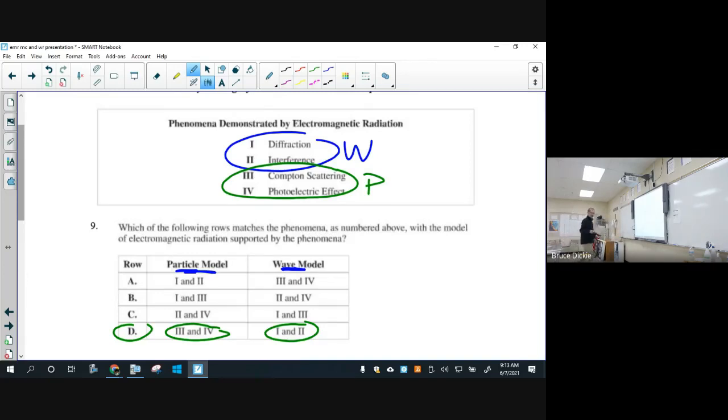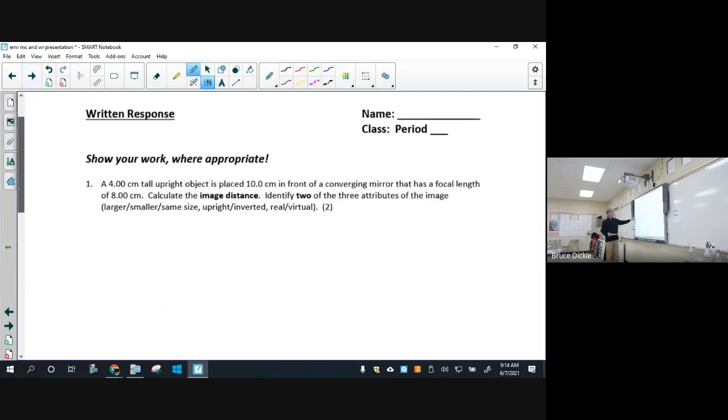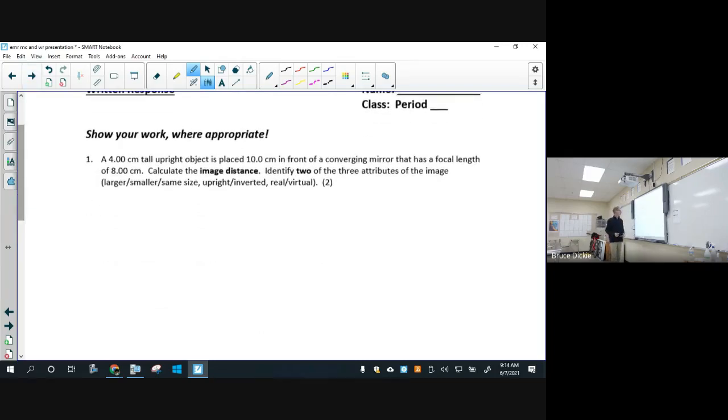Now we're going to take a look at our written response. What do we have here? The 4 questions on the written response booklet. Starting with number 1. A 4 centimeter tall upright object is placed 10 centimeters in front of a converging mirror.